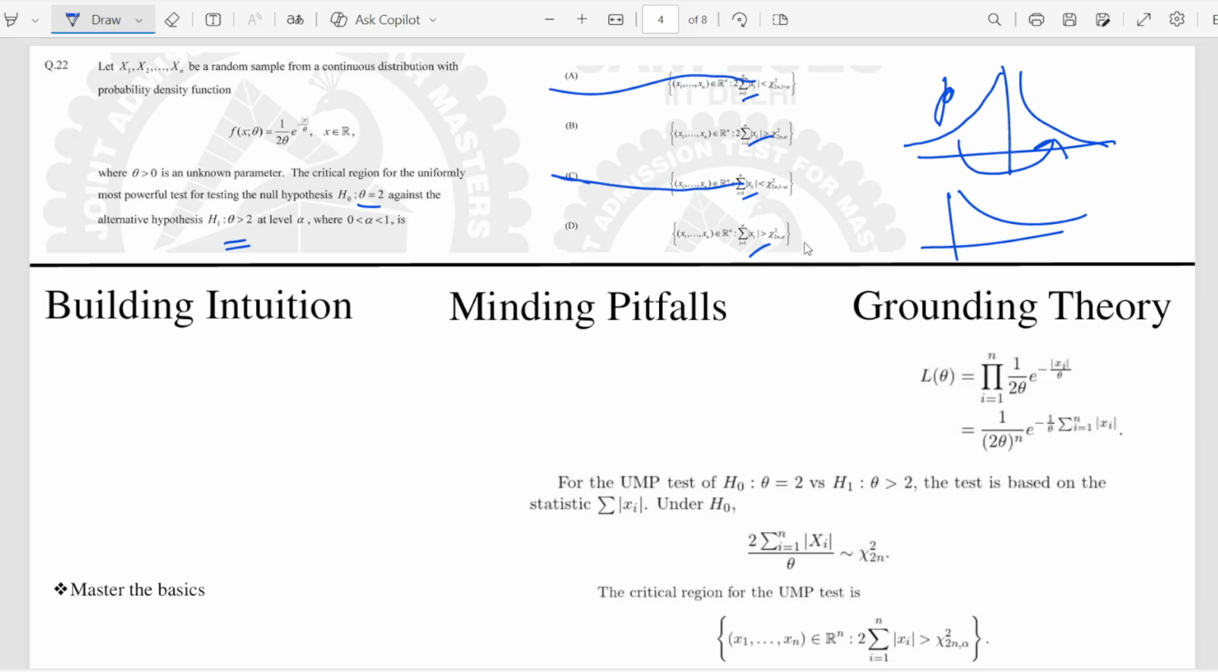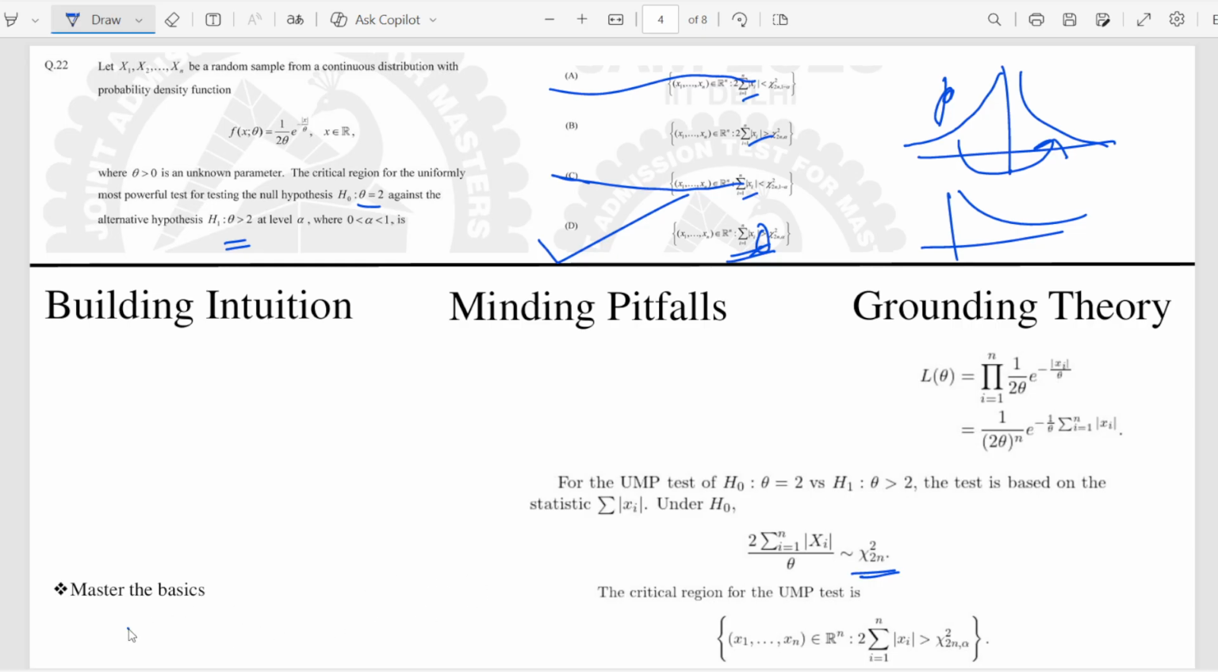And then in the last 2-3 seconds, if you happen to remember the connection between chi square with degree 2 and exponential with mean 2, you can notice that summation mod xi under the null hypothesis follows chi square 2n. So this would give you all the indication that this would be your test statistic, this would be the direction of the critical region, and this would be the right answer.